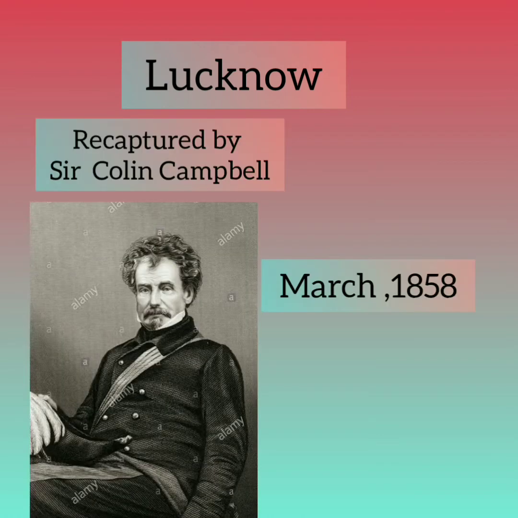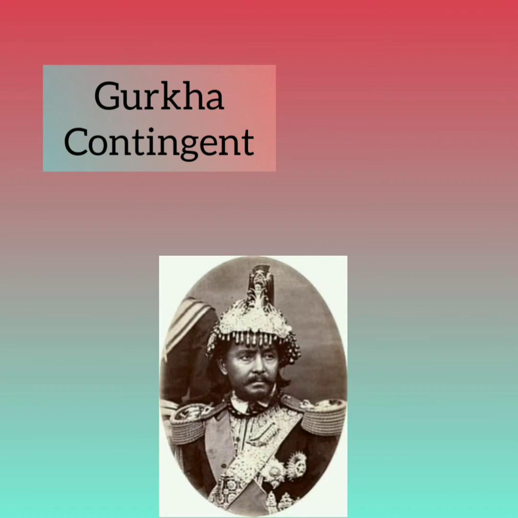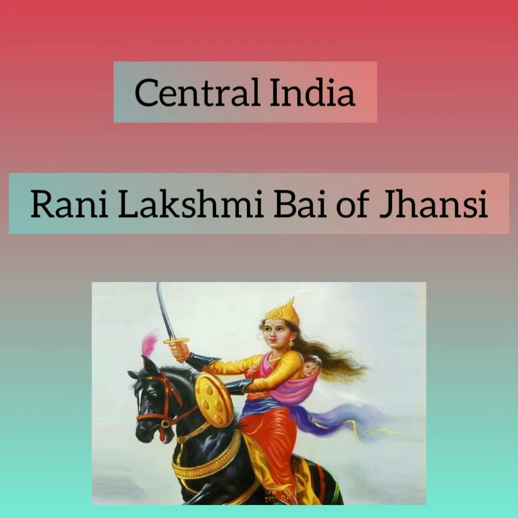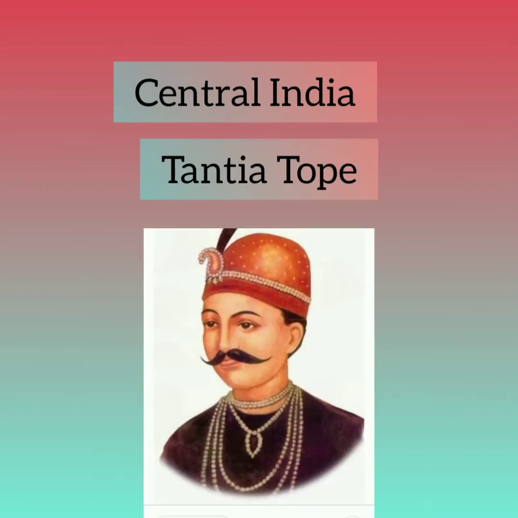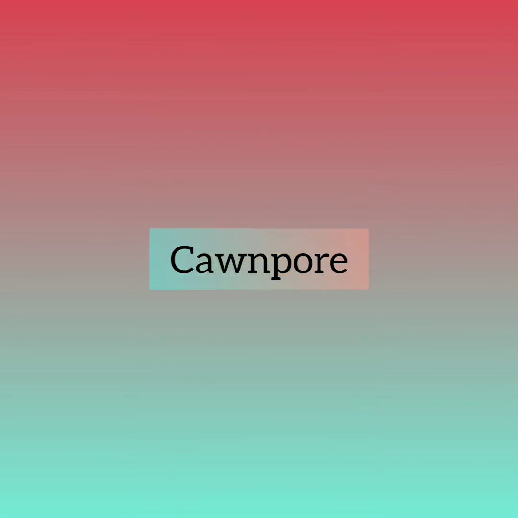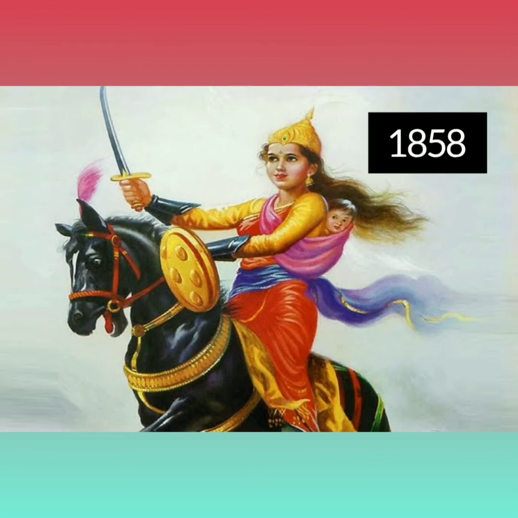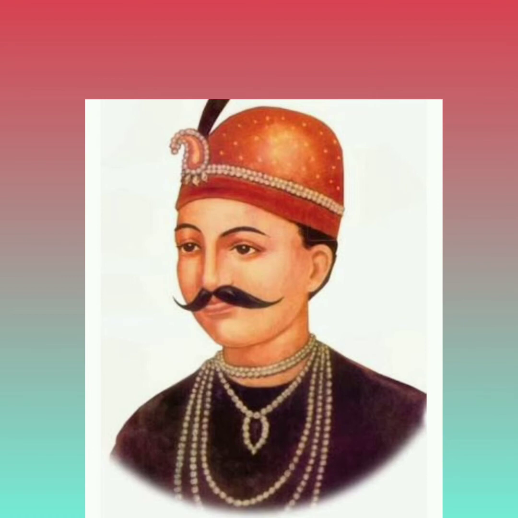Another center of rebellion was Lucknow, but it was finally recaptured by Sir Colin Campbell in March 1858 with the help of a powerful Gurkha contingent under Jang Bahadur. In central India, the Great Rising was led by Rani Lakshmi Bai of Jhansi and Tantia Tope, who came from Cawnpore. The Rani fought very bravely till she was killed in the battle in June 1858. Tantia Tope escaped but was captured and put to death.